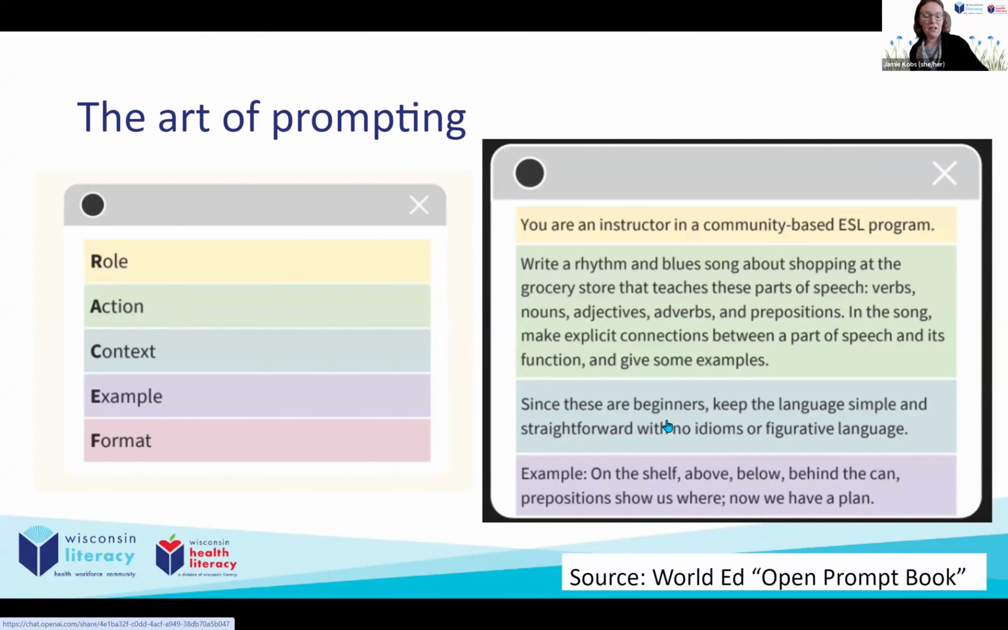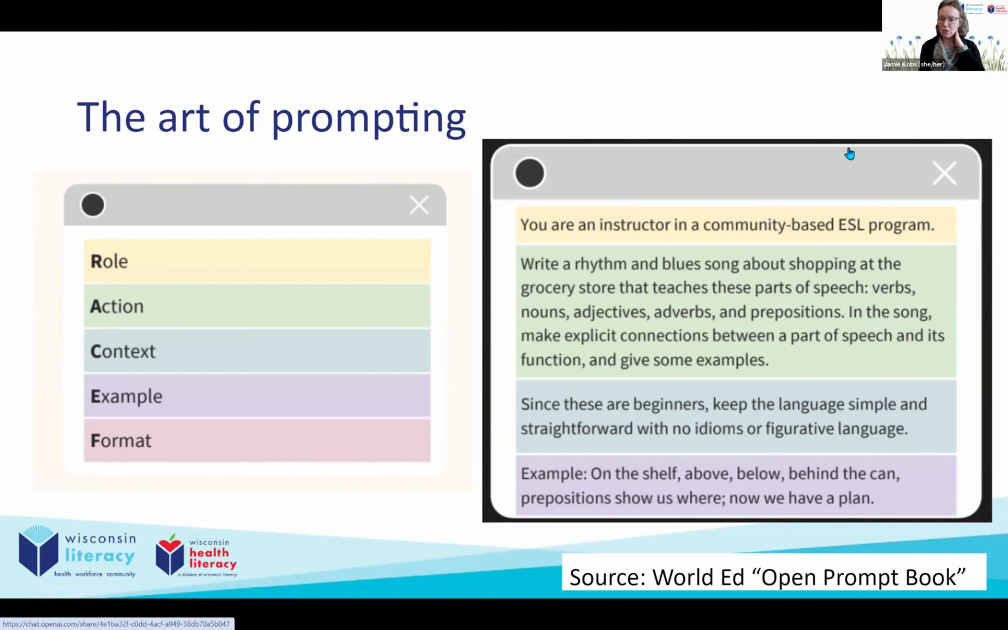Another thing that I'll include in the follow-up email and the handout is a resource that World Ed created called the Open Prompt Book. So this was another experience that World Ed created where they gathered adult educators and they worked on how to use AI. And so one of the things that they recommend is following this role, action, context, example format when prompting ChatGPT. If you can include all of this information when you tell it what you want, you're going to get pretty good results. So you can see an example here of a role.